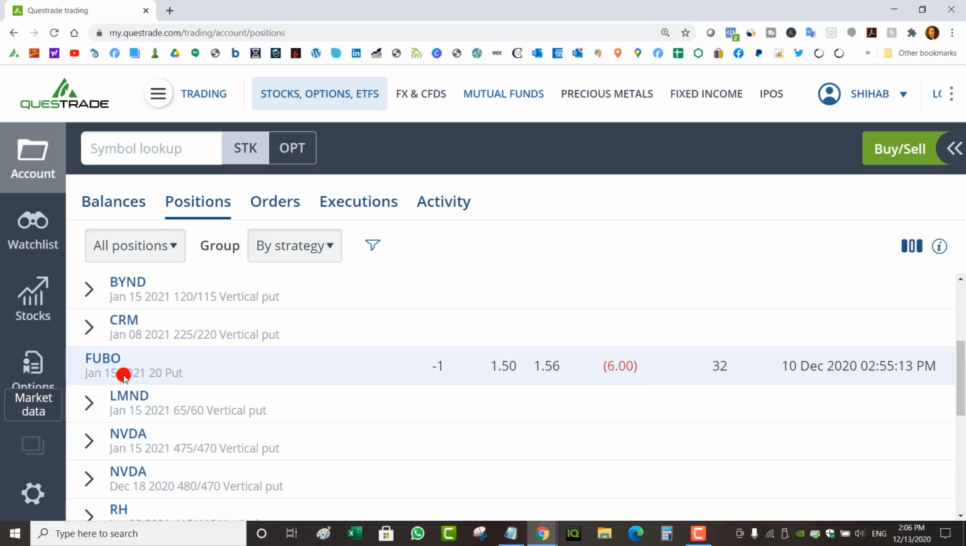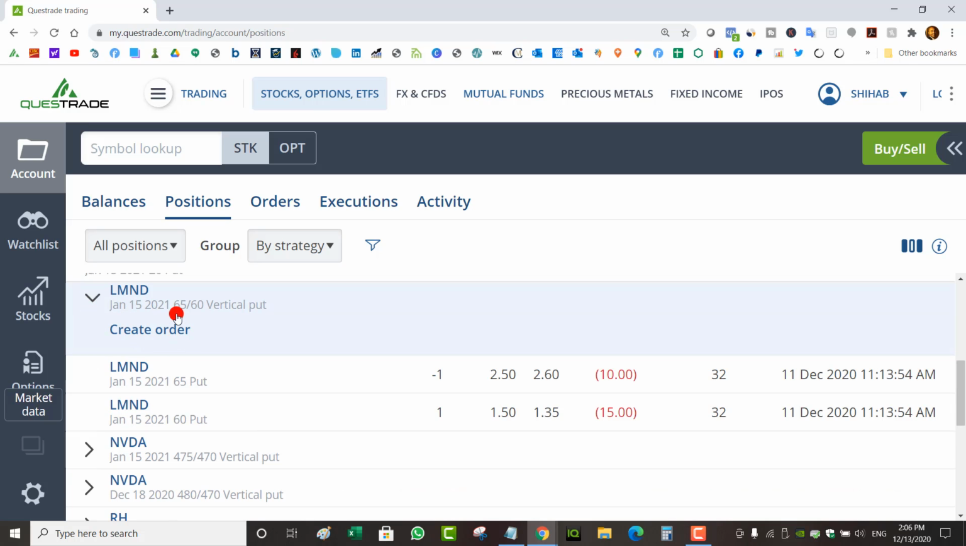I've got a naked put on Fubo TV. I sold it for $1.50 at a 20 put. As long as Fubo stays above 20 come January 15, I keep the premium. Or I can try to close the trade as Fubo goes up or as time goes by and Fubo stays above 20. I think right now Fubo's at 27. I've got a Lemonade put spread at 65, 60.